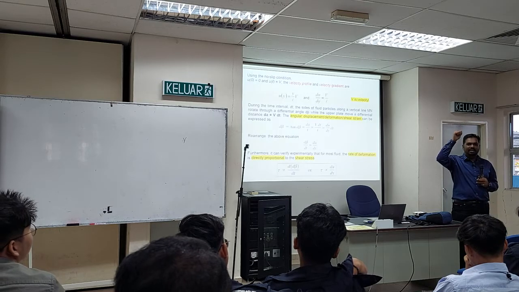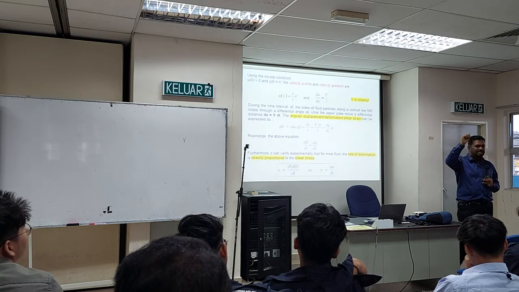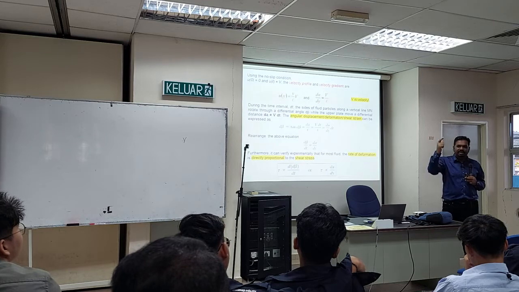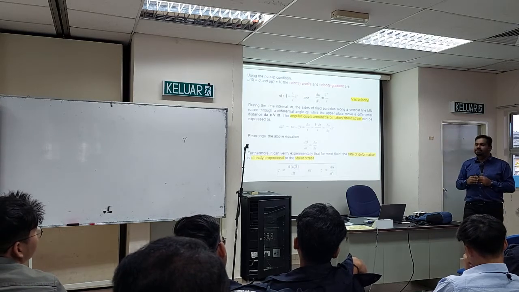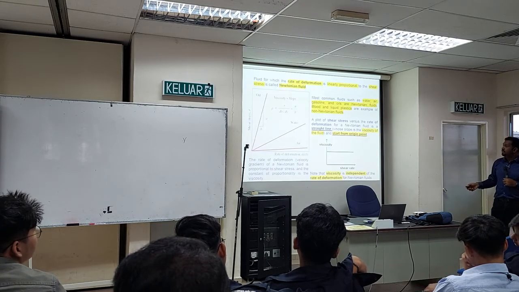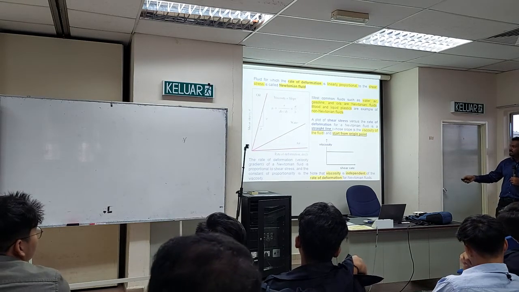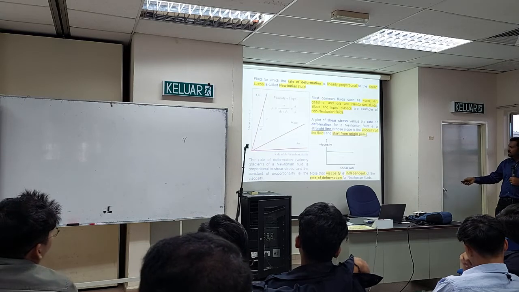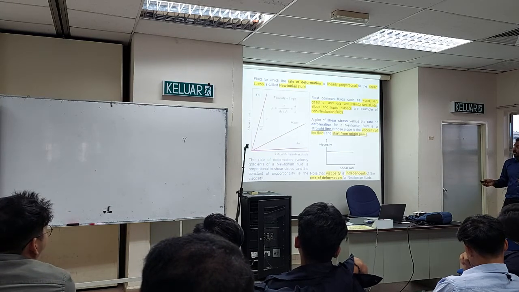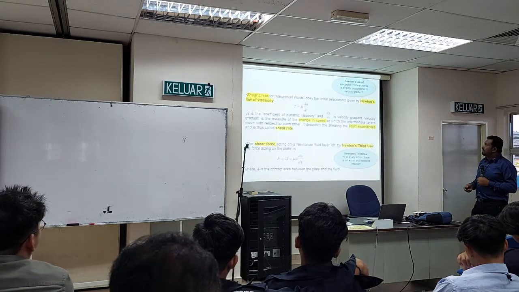Dia kena start dari kosong. So pastikan dia start dengan kosong. Then second, straight line. So garis lurus. Okay, so all these are Newtonian fluid because it's starting from zero and it is straight line. Straight line maksudnya keturunan dia tak berubah. Okay, so this is for Newtonian fluid.